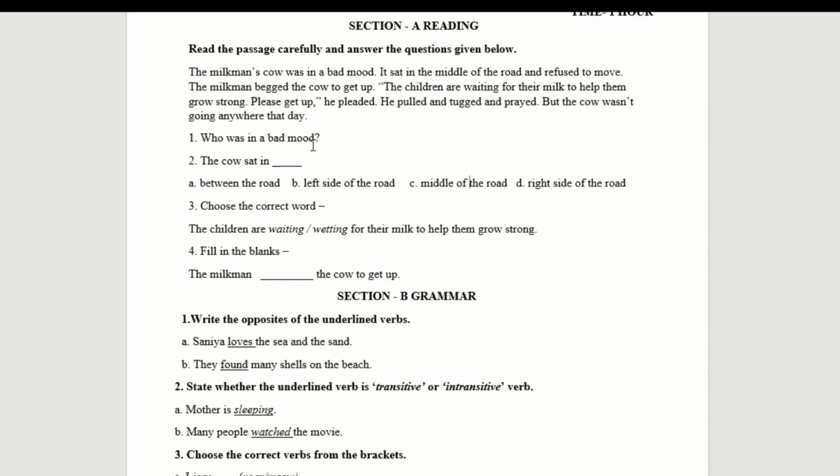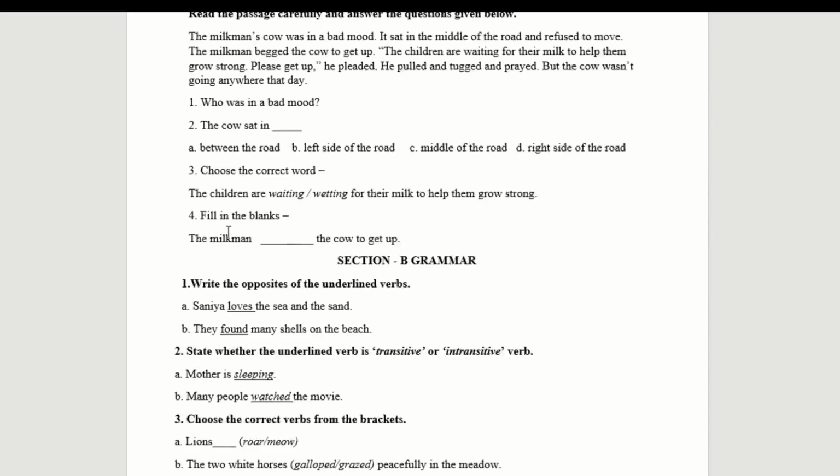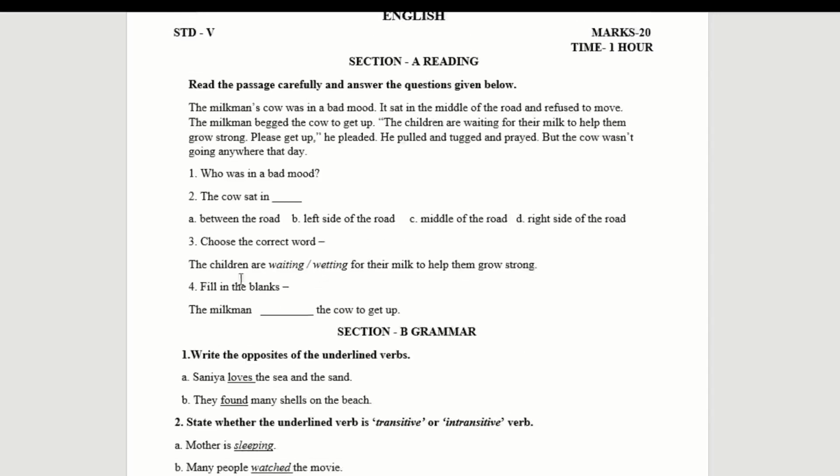Who was in a bad mood? The cow sat in dash. The options are: between the road, left side of the road, middle of the road, and right side of the road. Now let's see the third question. Choose the correct word. The children are waiting for their milk to help them grow strong. Fourth question, fill in the blanks. The milkman dashed the cow to get up.